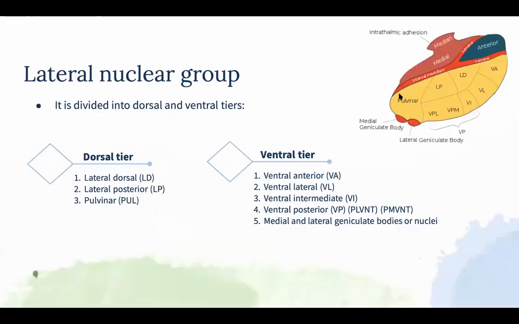The lateral nuclear group هذا اللي باللون الأصفر هنا it's further divided into dorsal and ventral tiers طبقات أو layers. So the ventral tier here we have the ventral anterior, ventral lateral, ventral intermediate and the ventral posterior. Ventral posterior كمان فيه ventral posterior medial and the ventral posterior lateral. And lastly we have the lateral and medial geniculate bodies. Now to the dorsal tier we have the lateral dorsal, lateral posterior and the pulvinar. Okay, so كم عندنا 5 أو 6 ventral و3 dorsal.